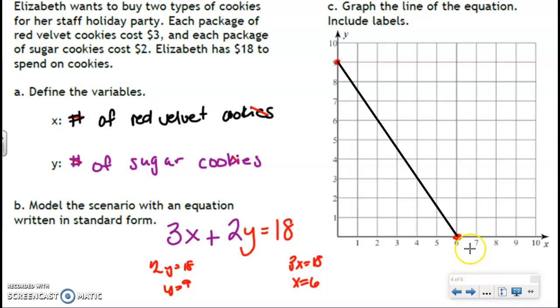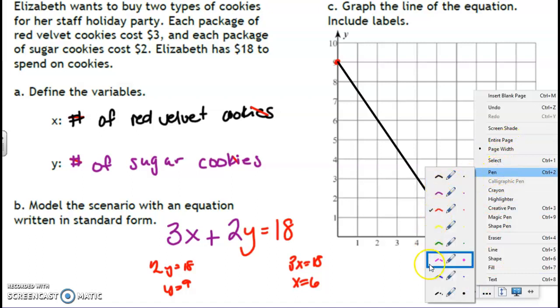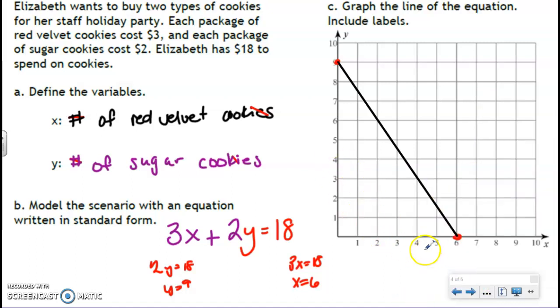Okay, and then this is going to be the number of sugar cookies versus the number of red velvet. Sorry, the other way around. Number of red velvet and the number of sugar.